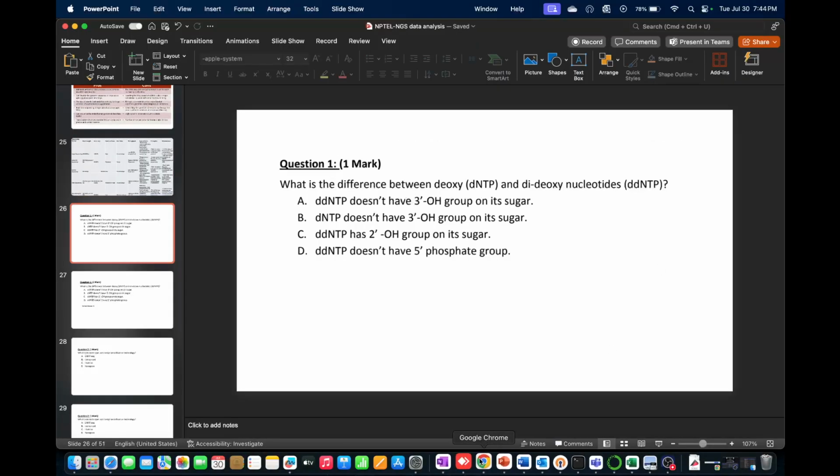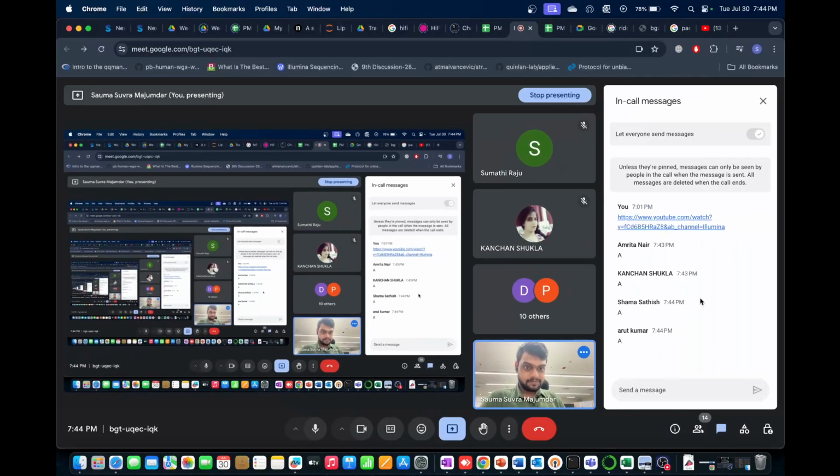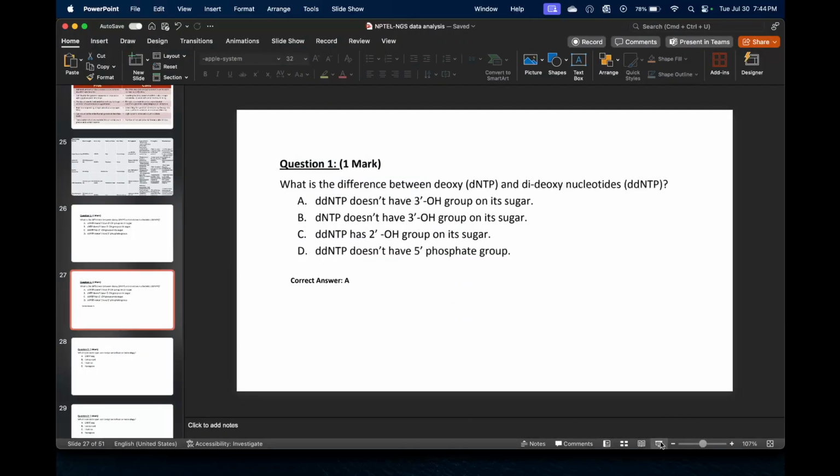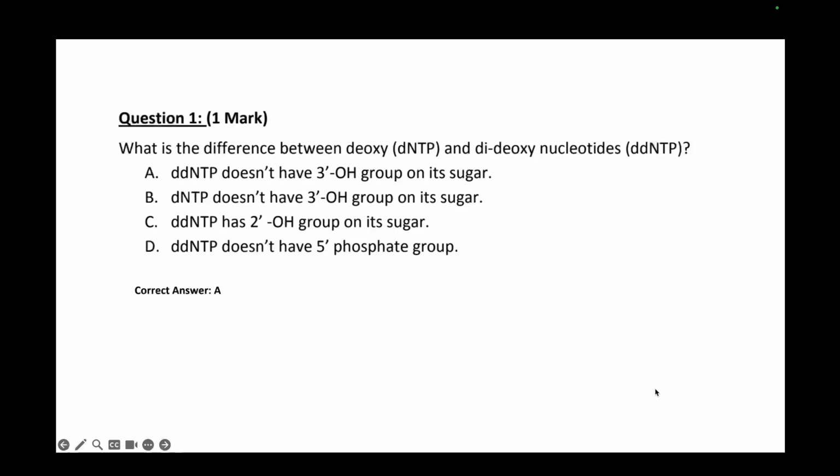Okay, let's see. Do we have any answers? The answer is A. That's correct. ddNTP is basically dideoxy. For normal dNTP, you will not have the 2' OH group. For ddNTP, you will not have the 2' OH group, and also you will not have the 3' OH group. So yes, the correct answer is A. So moving on.